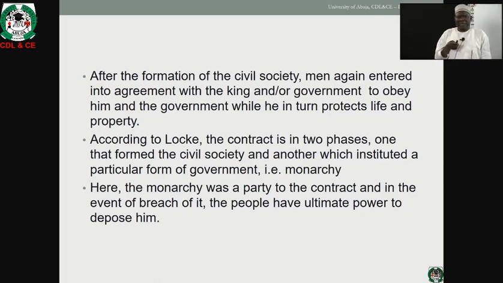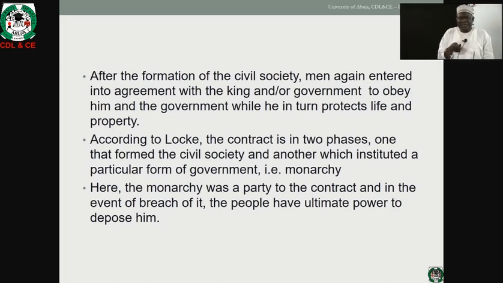You have, according to Locke, two faces of the theory of social contract. One, the formation of civil society. That means the coming together of the people under one roof, that we need to form an organization, what he called civil society, where we have the king at the head, and we surrender our liberty, our right, to the king for protection. And another is the formation of government, where the king becomes the government.